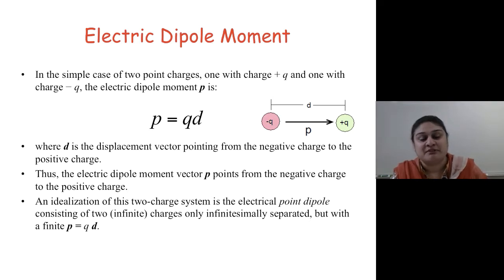The dipole moment vector p points from the negative charge to the positive charge. An idealization of this two-charge system is the electric point dipole, consisting of two infinite charges only infinitesimally separated, but with a finite dipole moment equal to qd.